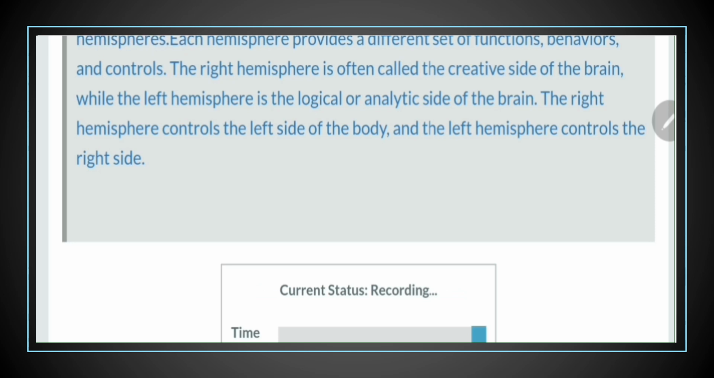The brain is divided into two hemispheres called the left and the right hemispheres. Each hemisphere provides a different set of functions, behaviors, and controls. The right hemisphere is often called the creative side of the brain, while the left hemisphere is the logical or analytical side of the brain. The right hemisphere controls the left side of the body, and the left hemisphere controls the right side.